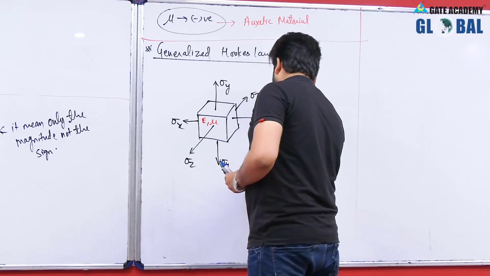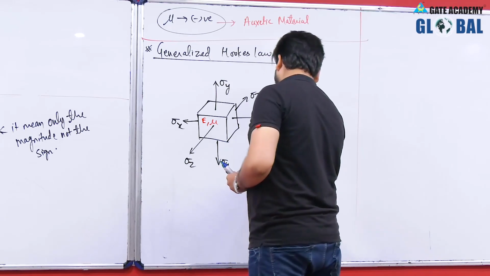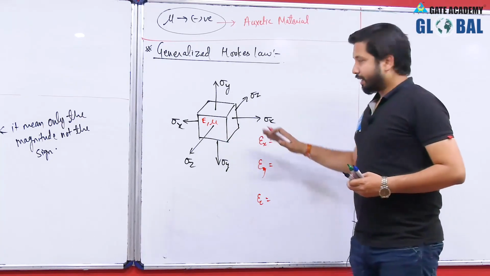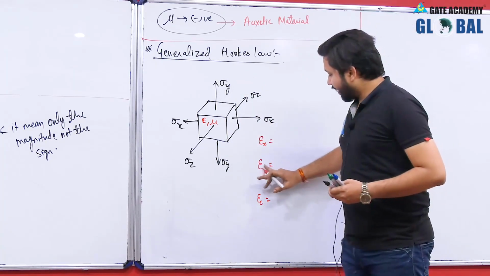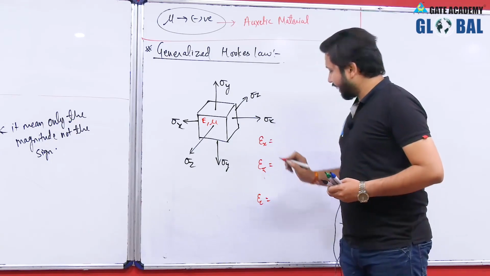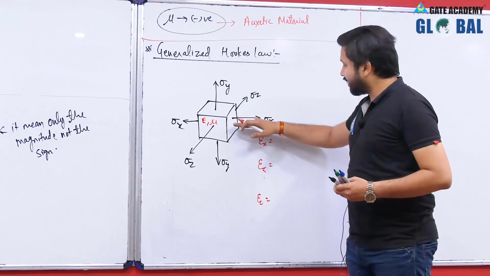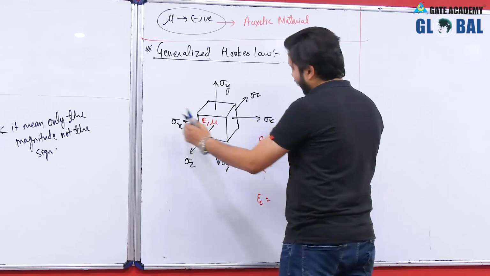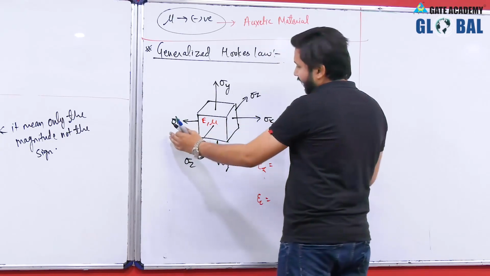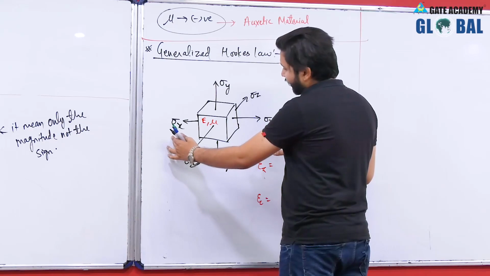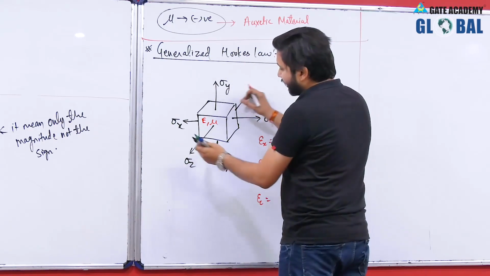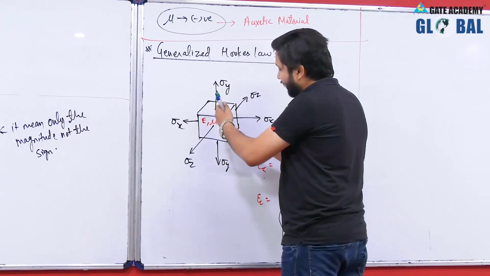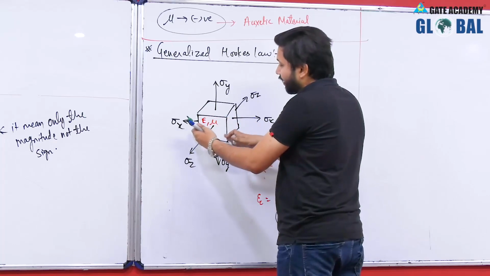Then the strains can be written as epsilon x, epsilon y and epsilon z. Epsilon x is the strain along the x direction, epsilon y is the strain along the y direction, and epsilon z is the strain along the z direction, and these are the strains along the direction of stresses. Now, you can see this stress, sigma x, will try to increase the length of the element along the x direction and reduce the dimensions along the remaining directions, but the remaining stresses will also try to change the lateral direction while it is being loaded along the x direction.